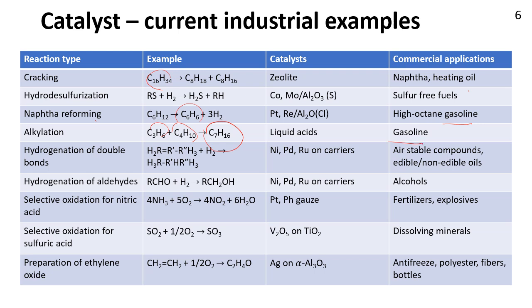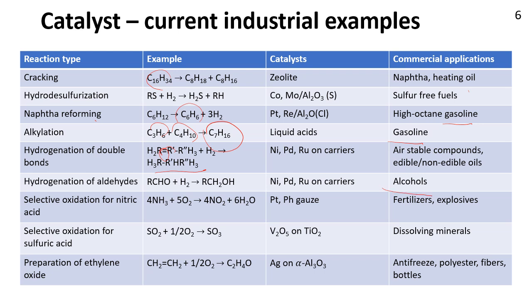Another thing you could do is hydrogenation of a double bond, add hydrogen atoms and make it an alkane. And this was done on nickel, palladium and ruthenium. And this can be used to make stable compounds or edible oils. You could do the hydrogenation of aldehydes, RCHO plus H2 to give RCH2OH, and this is done to form alcohols.